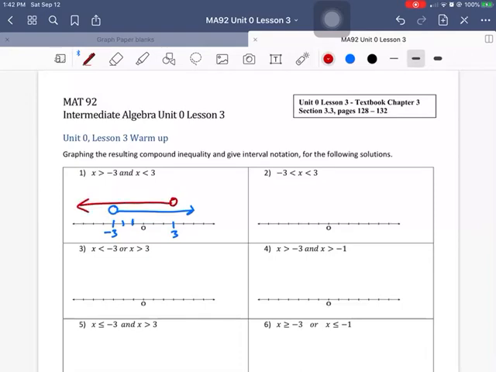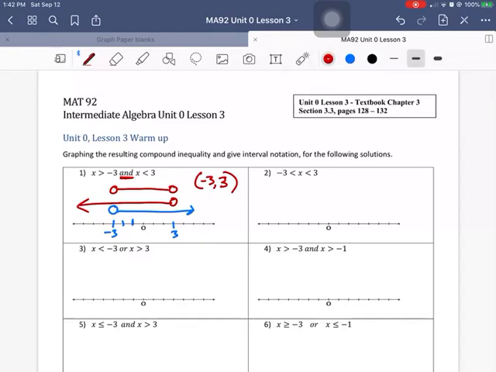So when you put them together and you put your final answer in, you want to put it in like that. And that would be a soft bracket on the negative 3 and a soft bracket on the positive 3. Okay, because this is an and, you want the overlap area only.